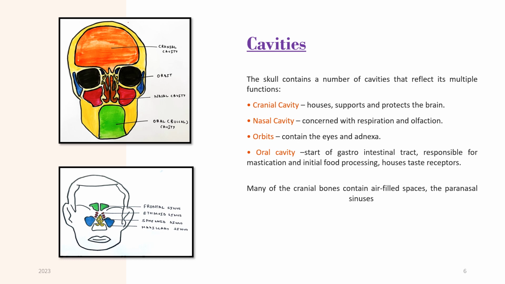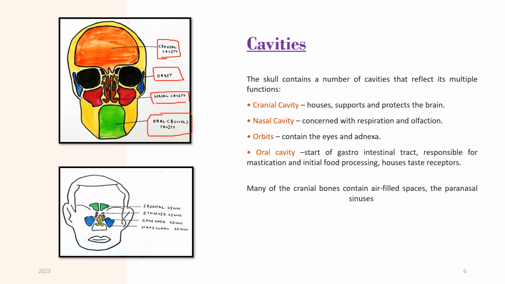Coming to the cavities, the skull contains a number of cavities that reflect its multiple functions. It contains a cranial cavity which houses, supports and protects the brain, the nasal cavity which is concerned with respiration and olfaction. Olfaction is the sense of smell. Then orbits which house the eyes as well as its adnexa, and the oral cavity, that is the buccal cavity.